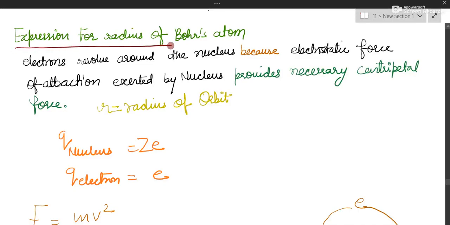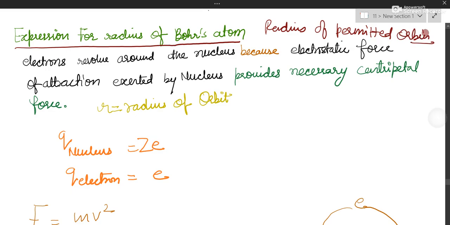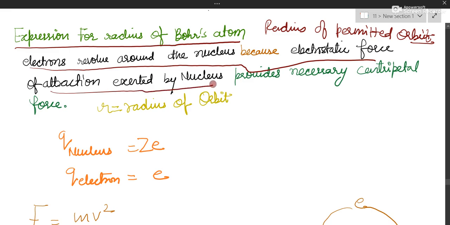This is the expression for the radius of Bohr's atom, or you can say the radius of permitted orbits of an atom. As we know, electrons revolve around the nucleus because the electrostatic force of attraction exerted by the nucleus provides the necessary centripetal force.